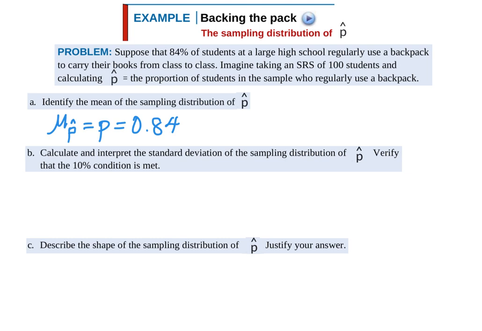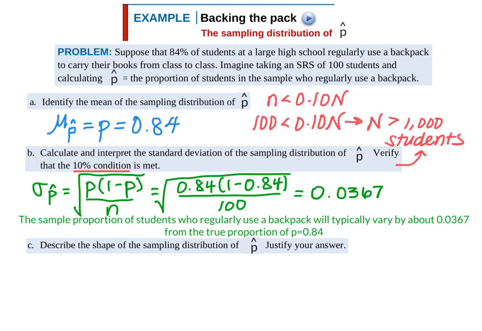All right, next up, let's calculate and interpret the standard deviation of the sampling distribution of p hat. And then, of course, let's verify that the 10% condition is met, because we can't use it without that. The first thing I'm going to do is meet that 10% condition first, because it's going to impact the standard deviation that I can find.